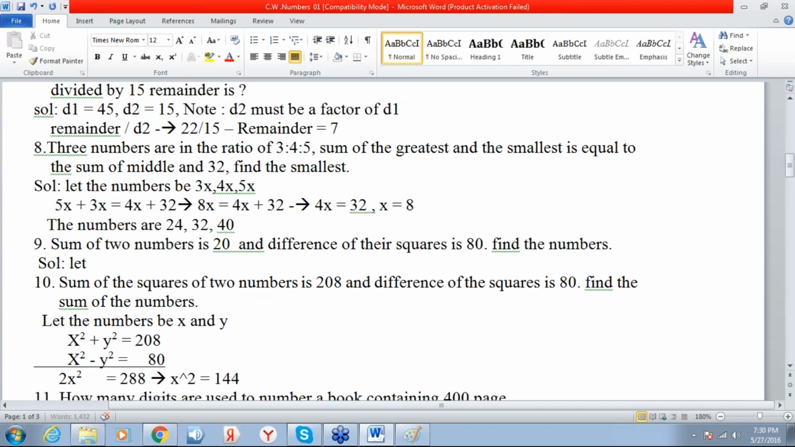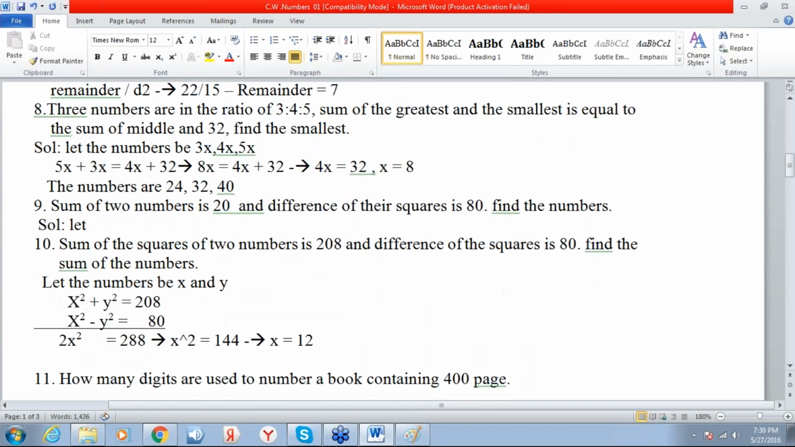So x is equal to root 144. Root 144 is equal to 12. Then y is equal to, same procedure, y is equal to 8.